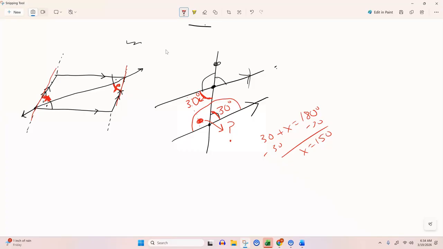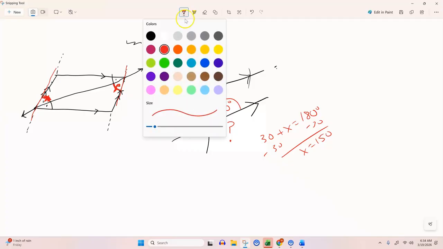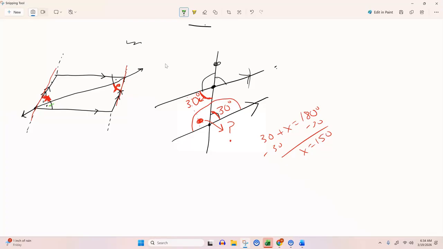And this angle here, let me put this in a different color, is going to be the same as this angle here, okay? Because they're on opposite sides. So that's what we're going to be using today to figure out how to solve problems.